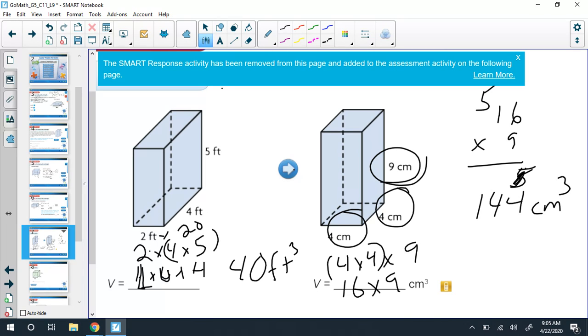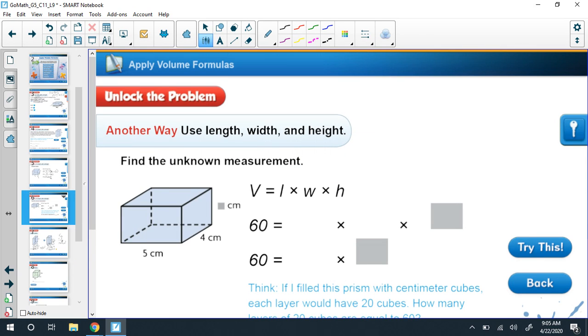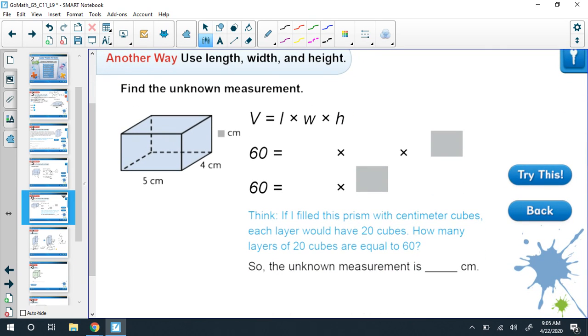All right, we have one more type of problem in this lesson, and this one's a little tricky, but it really isn't too bad. Here, they want us to find the unknown measurement. So in order for us to be able to find the unknown measurement, we have to know an additional variable. And what we know here is that the volume of this rectangular prism is 60 cubic centimeters. I know that the length is 5, the width is 4, and I don't know my height. So I'm going to put an H for height.